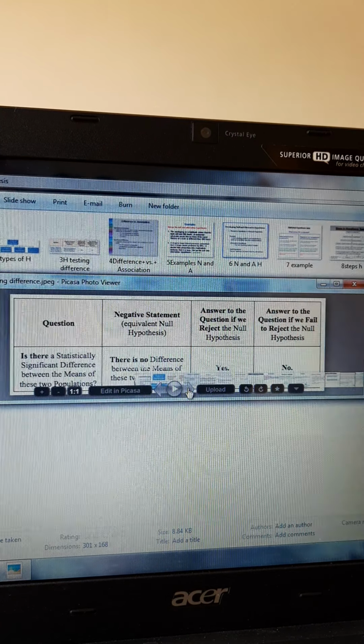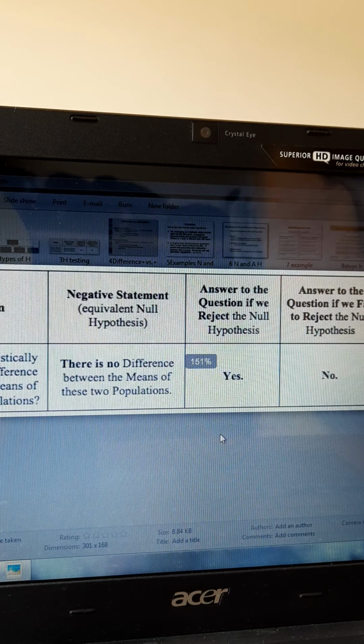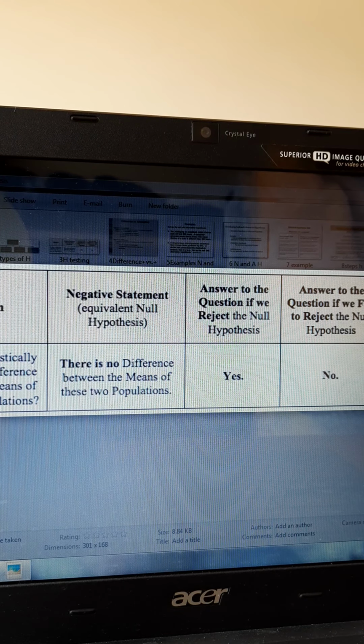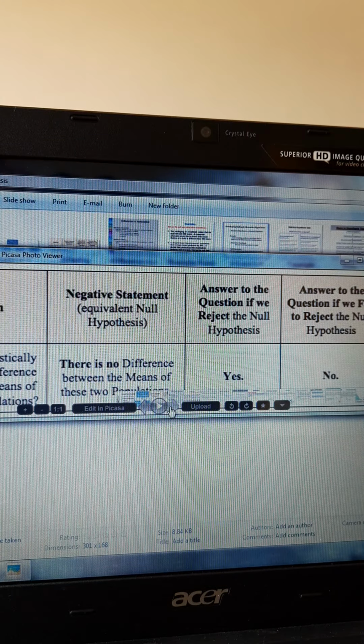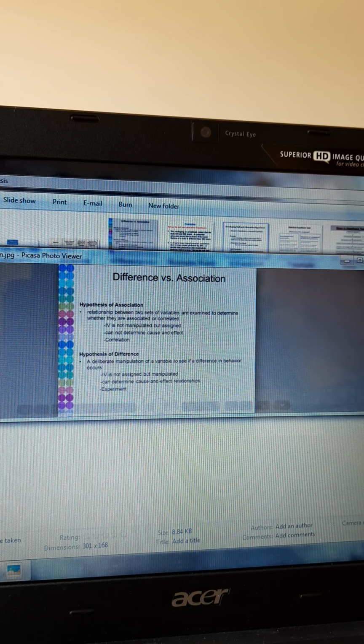Right, so the next thing, look at this. Is there a statistically significant difference between the mean of the two populations? There is no difference. So if they reject the null hypothesis, accept. So this is the test. In other words, these are the steps in hypothesis testing. There is another elaborate one, we will go through it.